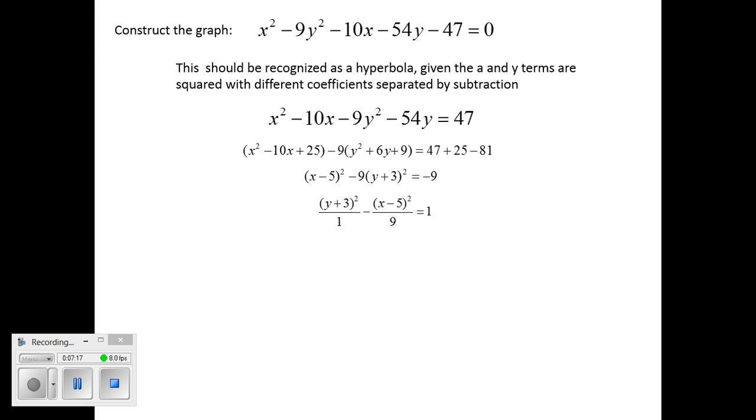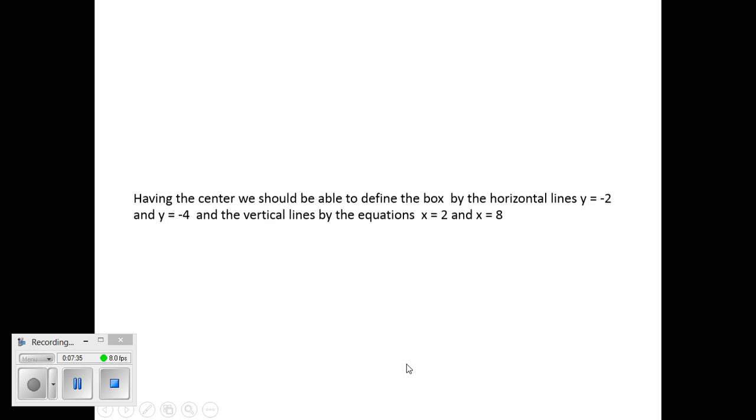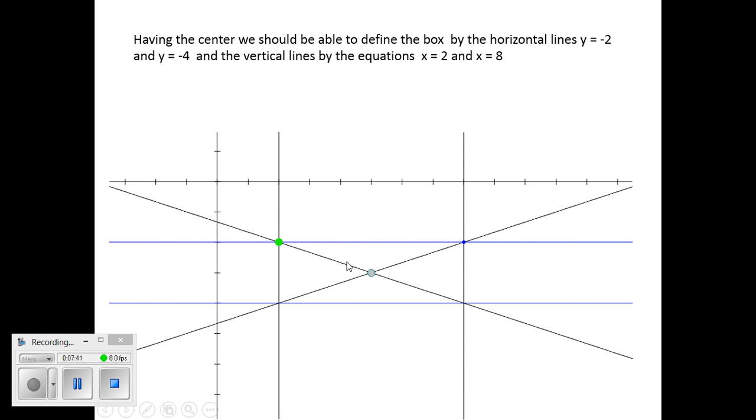From that, we can of course construct the graph. Okay, so as we see, the center is at 5, negative 3. We agree that it opens up and down, a vertical orientation, and that the vertices can be found quite easily enough, as is indicated here. And I guess from that, we took everything and we were able to construct the graph.